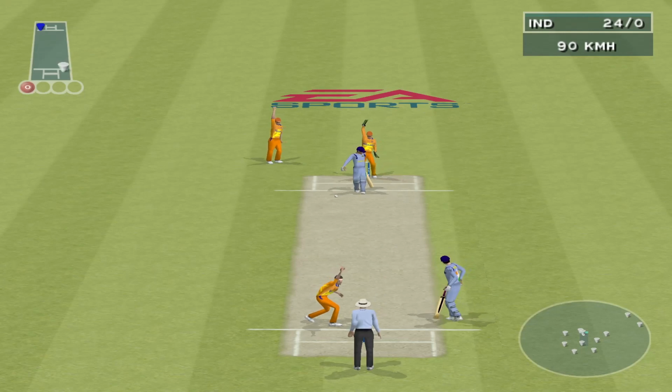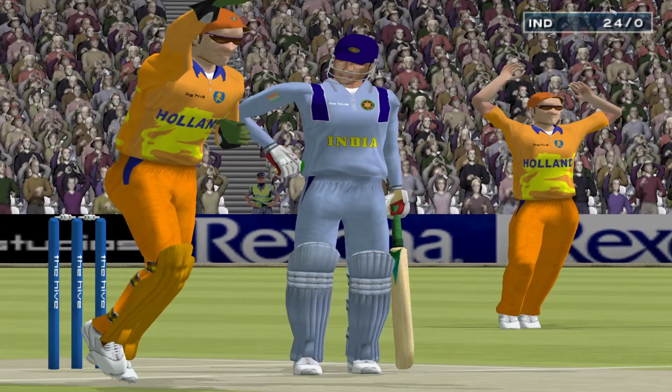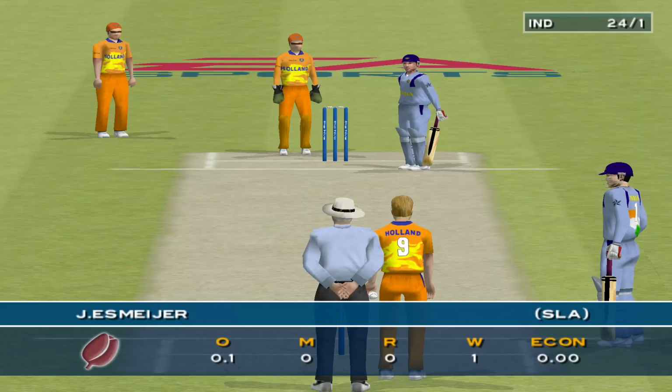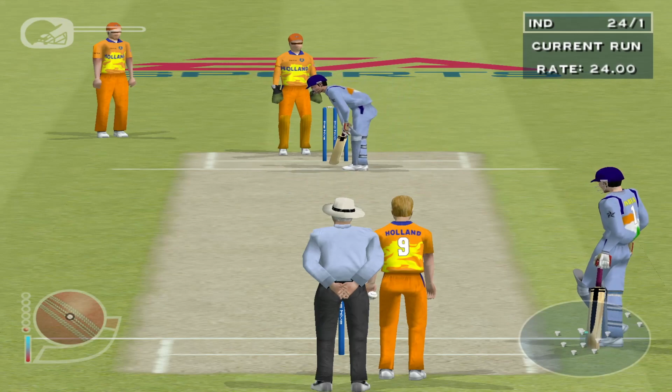That must be close. He's out. A difficult decision for the umpire there. There's Bhai gets his first wicket. We can have a look at that again. He doesn't look too happy with that decision.